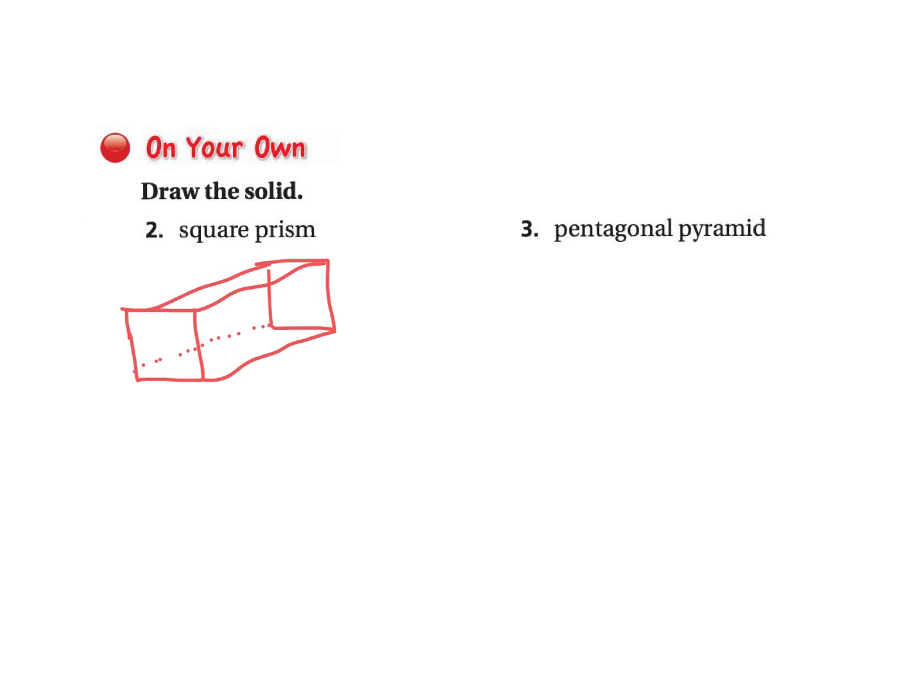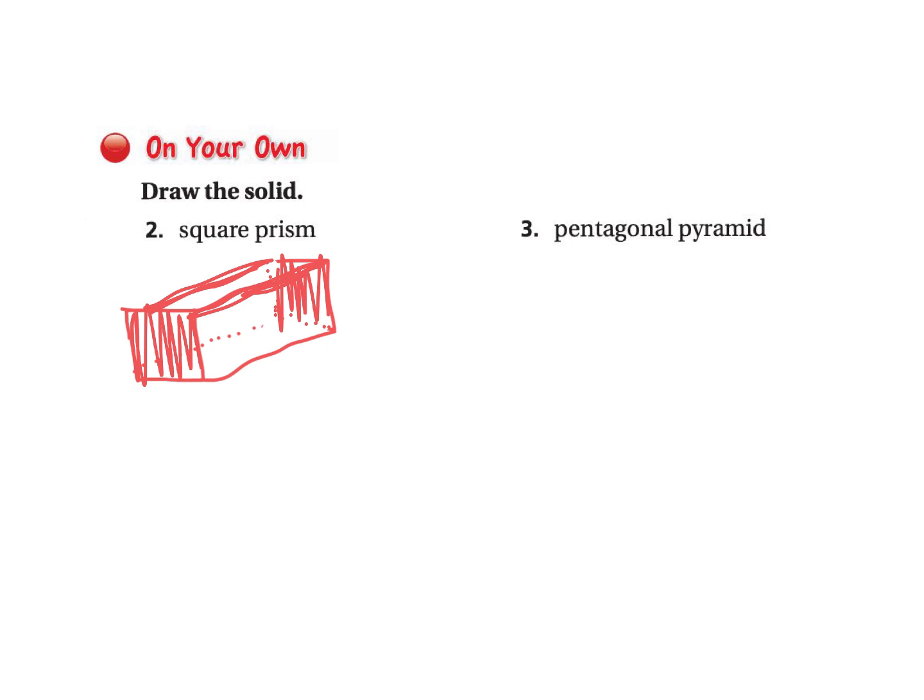But then I have to go back and change these two to dotted because I can't see back there. So I'm going to have to change those to dotted lines. That one's still solid because we can see that. But that back corner, we can't really see. So it's a prism because the bases are the same. So this is a square and this is a square.